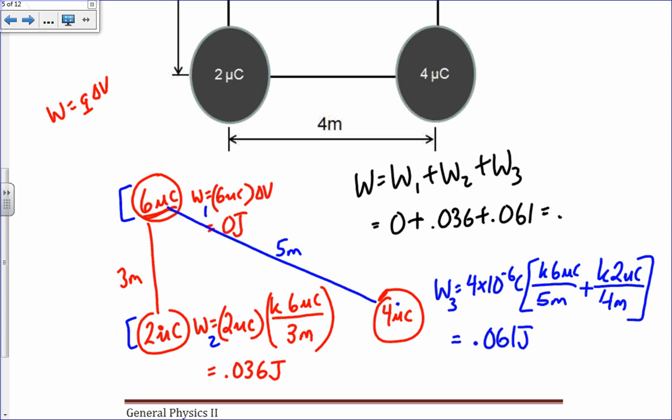Right, so that's 0.097 joules. That's the answer. So that's the amount of energy that's contained in this configuration of charges. And if you were to let them go, that's the amount of energy that they would fly away with, 0.097 joules, distributed between the charges in some particular way.